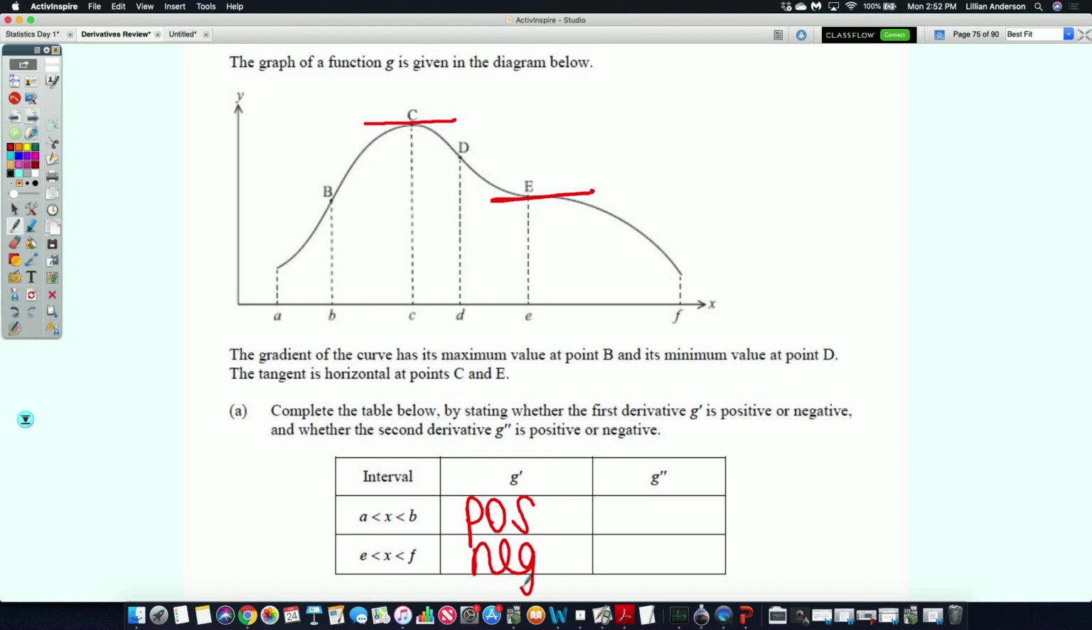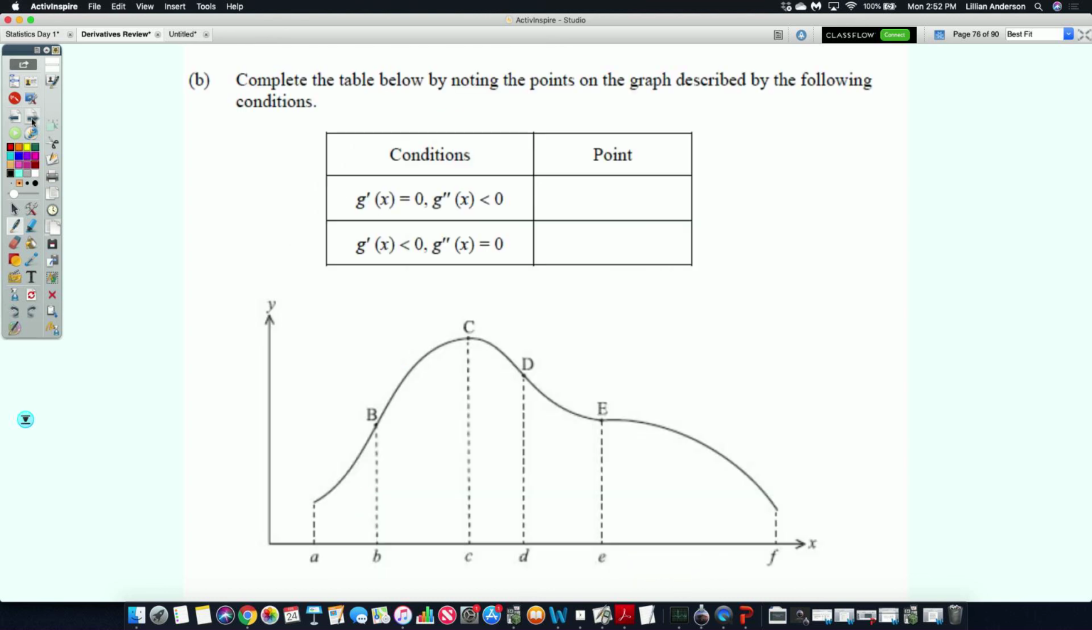Second derivative talks about what again? Concavity. So from A to B, is that concave up or down? Concave up, so that means it has to be positive. And what about from E to F? Down, so it's negative. Very good. Now take a look at this. You're given these different conditions, same graph. Which point represents a first derivative that's equal to 0, but a second derivative that's less than 0?